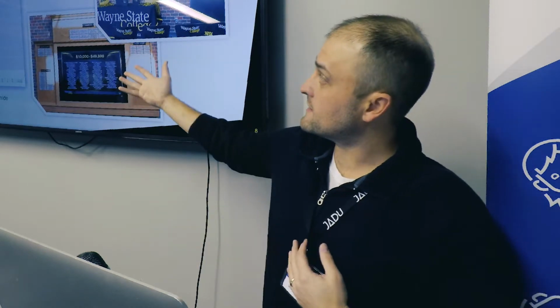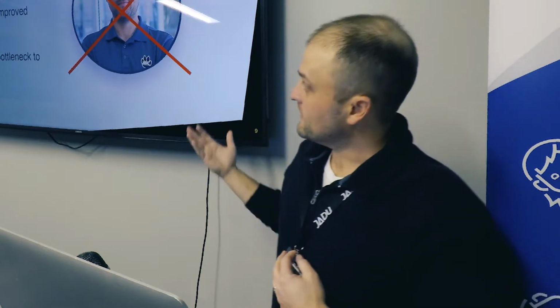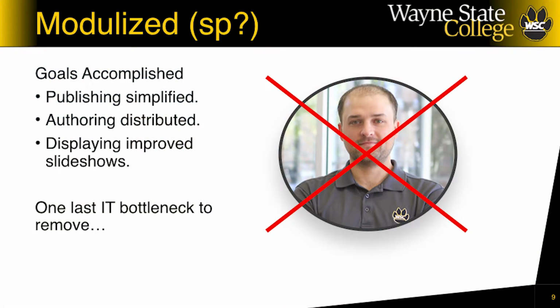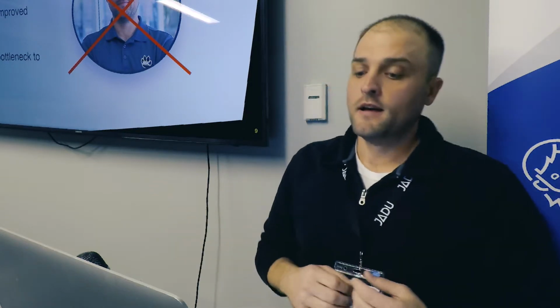So that gave us all these extra features that we had before, and now we really had this working better than we had ever had it working before. So we've got everything done. We've accomplished our goals, our publishing is simplified, our authoring is distributed, we're displaying slideshows better than we've ever done it, but there's one last IT bottleneck left, and that was me. I still had to map IP address to document ID in the custom scripts. I still had to write all the timing code to handle between this time window, override with this document ID.